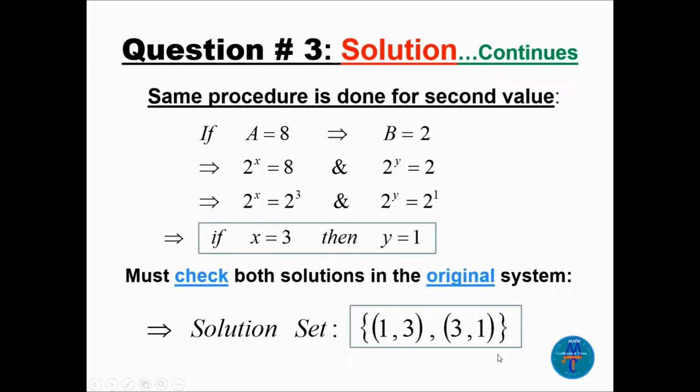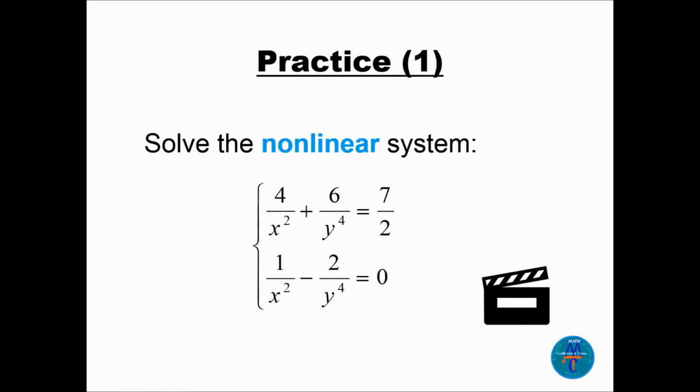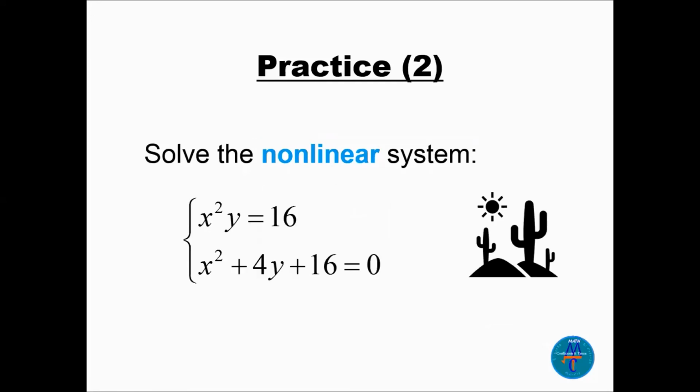That's a nice question. Now, usually, I put here practice number 1. This is another nonlinear system. Think of the method. What can you do to find X and Y? And then I will put another practice nonlinear system here. X squared Y is equal to 16. X squared plus 4X plus 16 is equal to 0.